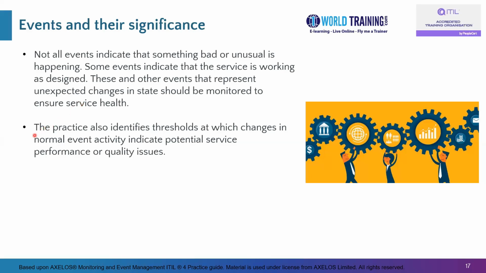The practice also identifies thresholds at which changes in normal event activity indicate potential service performance or quality issues. I did mention this a little earlier with an example like limits, but you could take another example such as network traffic. If the bandwidth is, let's say, 500 GB, and the network is currently utilizing 450 GB, maybe it's a reason to wake up a bit and check if everything is okay, if it's the case all the time or most of the time. And also, if the usual traffic is much less, let's say 250 or 300 GB, and there's a spike going to 450, 470 out of 500, then it indicates that something could be happening which is not normal.